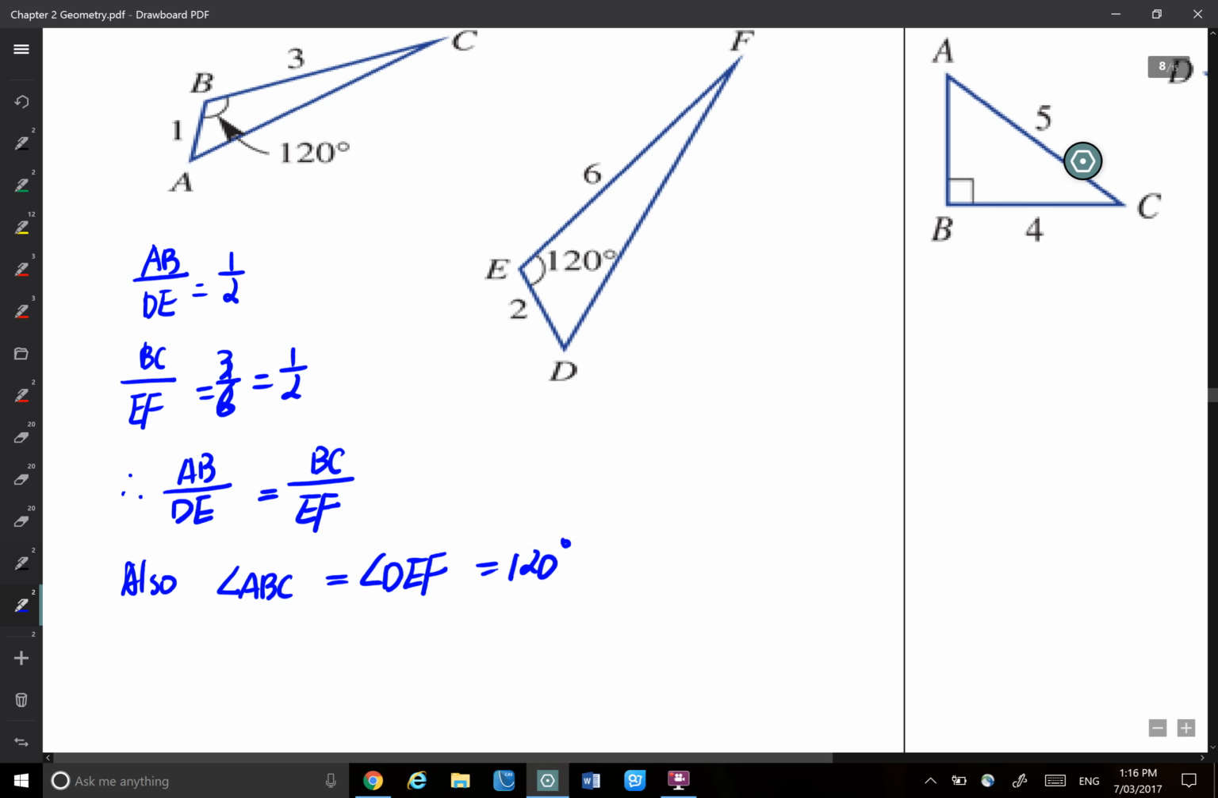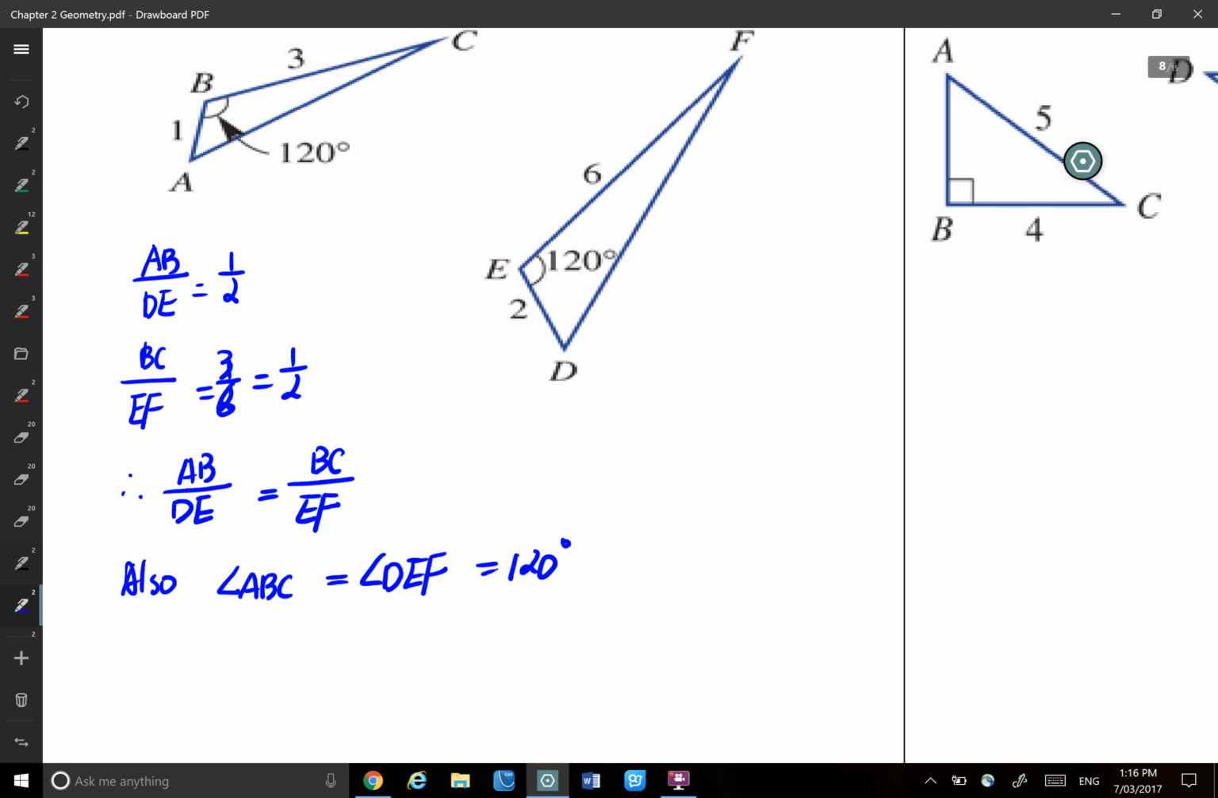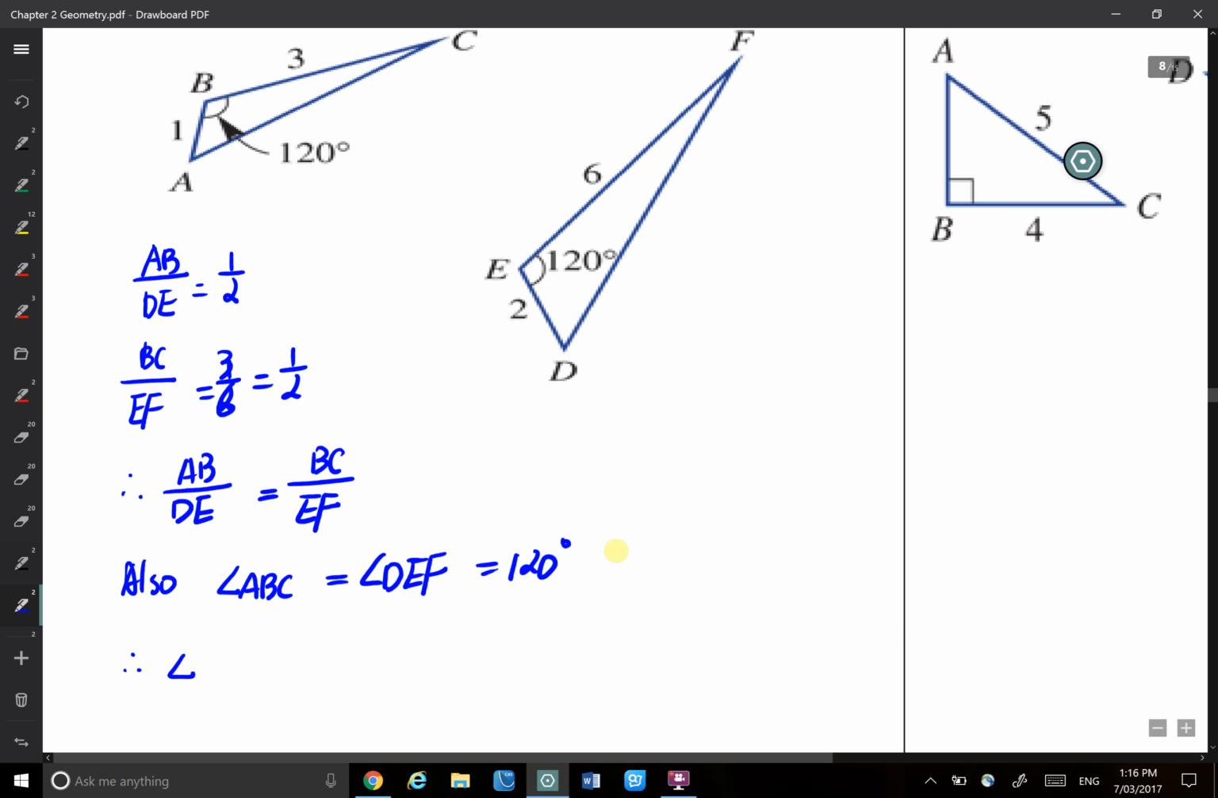And another piece of information is that angle ABC equals angle DEF, and that equals 120 degrees. It's not really important that it's 120 degrees, it can be any number, but you have 2 angles equal to each other. So the triangle ABC is similar to the triangle.